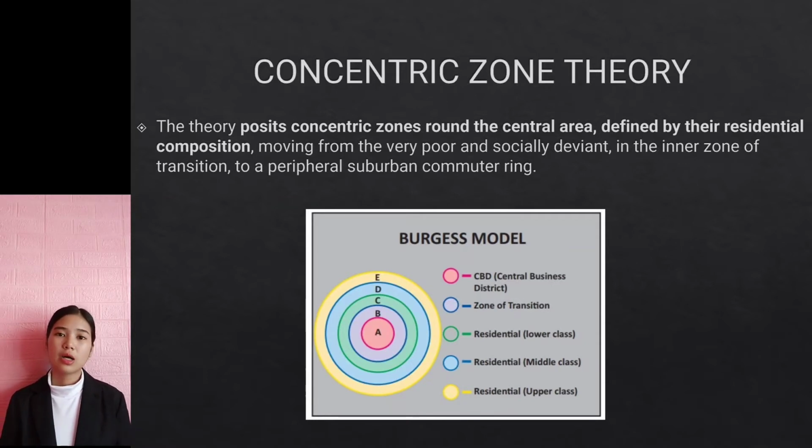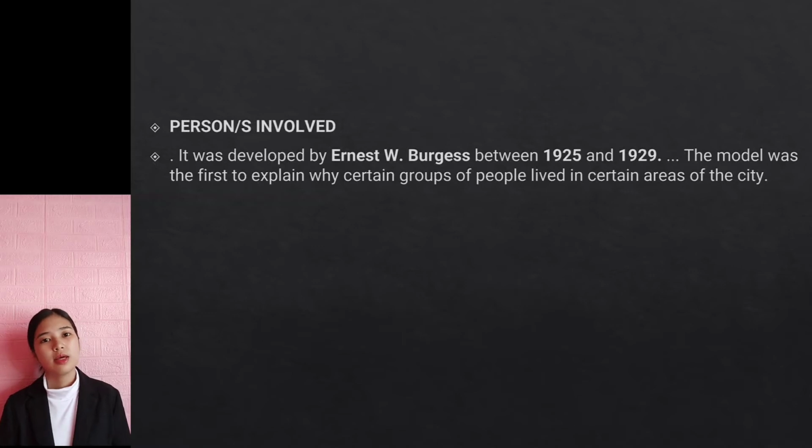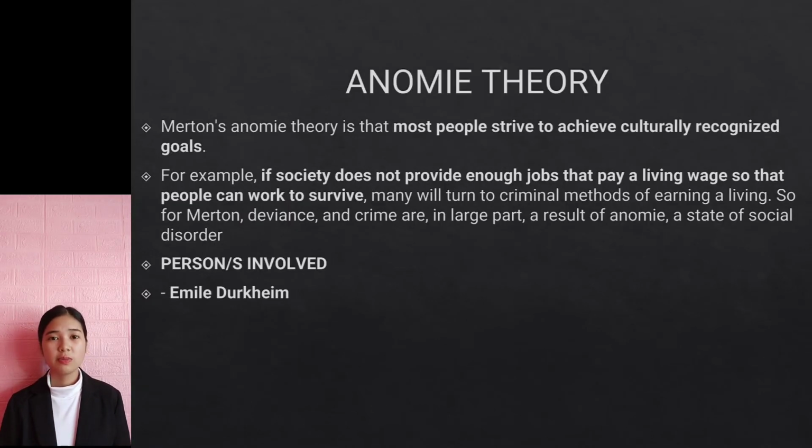So according to the concentric zone model, there are 5 different zones in any given city. So the persons involved here, it was developed by Ernest W. Burgess in 1925. The model was the first to explain why certain groups of people live in certain areas of a city. So let's proceed to the anomie theory.